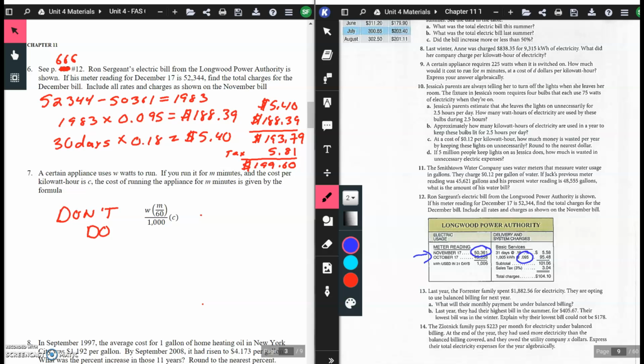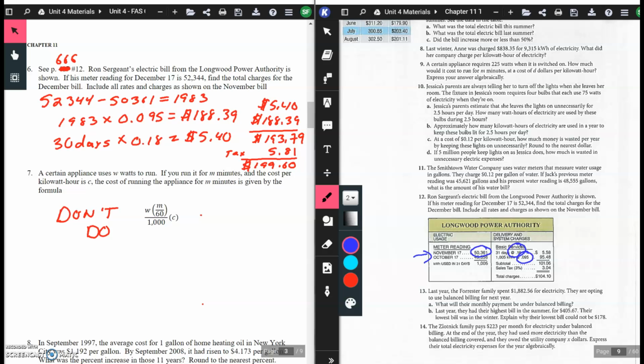This is for 30 days, so they charge you 18 cents for 30 days, so that's $5.40. And that charge comes in right here. So it's going to be 18 cents at 30 days instead of 31 days. So that's like a service charge. So you're going to add those two together: $5.40 for your service charge plus the amount of electricity used of $188.39 gives you a subtotal of $193.79.